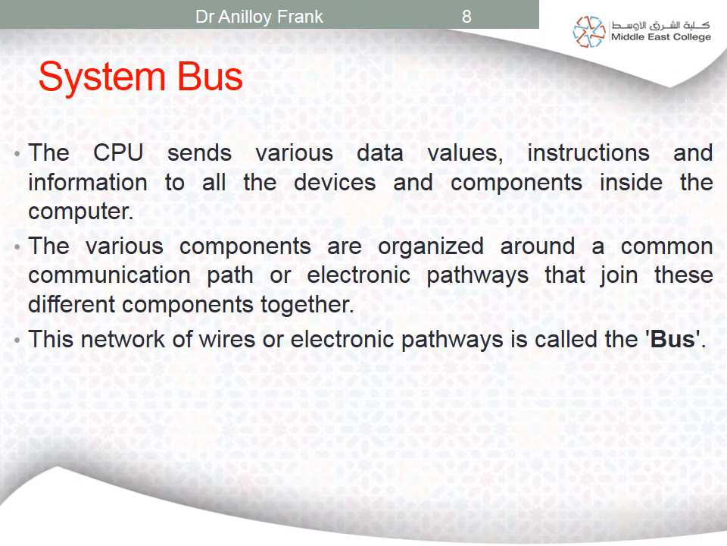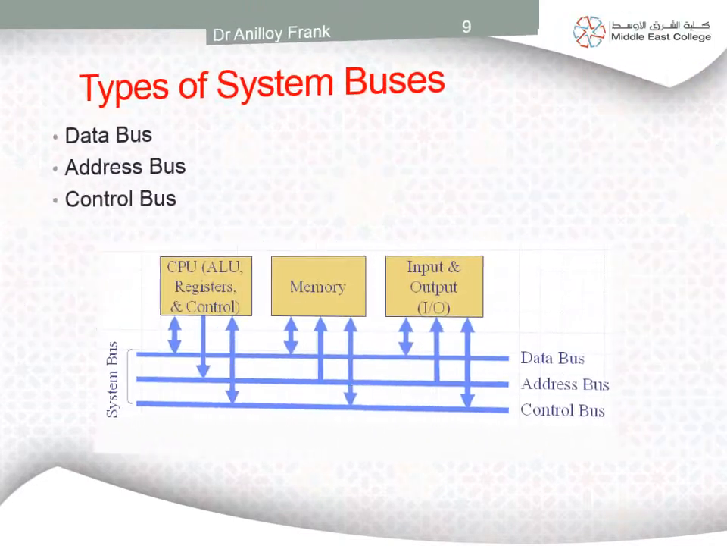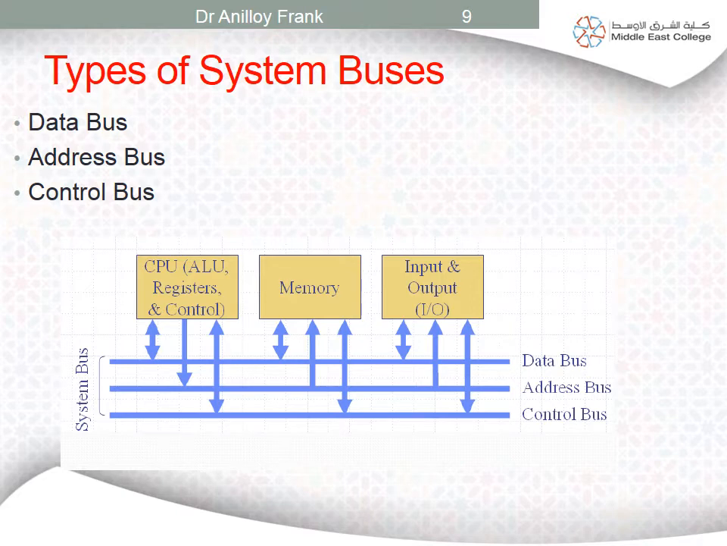The system bus. The CPU sends various data, values, instructions, and information to all devices and components inside the computer. The various components are organized around a common communication path or electronic pathways that join these different components together. This network of wires or electronic pathways is called the bus. Types of system bus. The figure shows the three types of system bus: the data bus, the address bus, and the control bus.